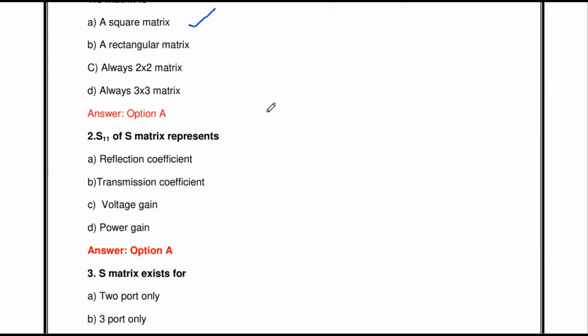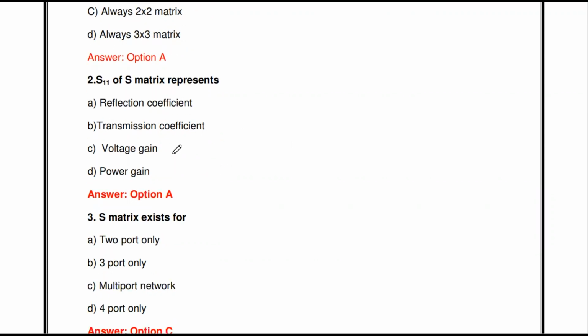If it is a 2 by 2 S matrix, there are four elements available: S11, S12, S21 and S22. So the S11 of the S matrix represents reflection coefficient, transmission coefficient, voltage gain, or power gain. The S11 of the S matrix represents the reflection coefficient in a transmission line.